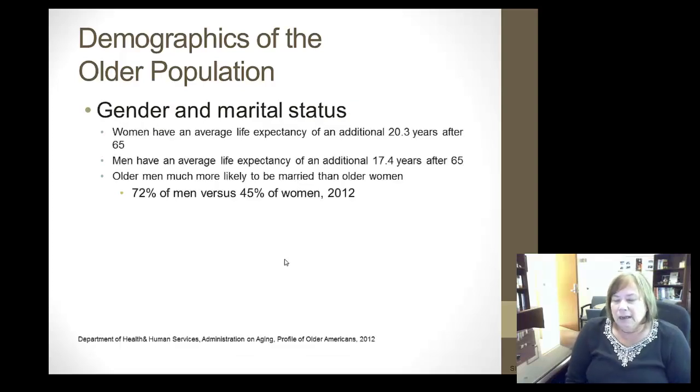All right, you've most likely heard in the media, in the literature, and in talking to people that women usually live longer than men. According to the statistics in 2012, women still live 20.3 years after the age of 65 as compared to men living 17.4 years after the age of 65. That gap 10, 20 years prior to today was a little bit larger, and we're seeing a narrowing as everybody is aging together now.